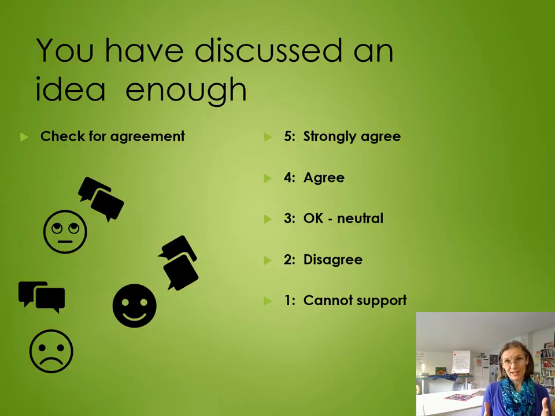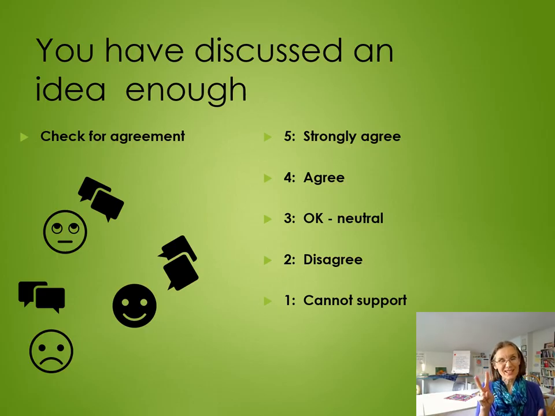So imagine you have discussed the idea enough. You've checked for agreement, and this is how you're going to do it. You're going to post a visual with this 5 rating scale on it. So 5 means I strongly agree that we should go ahead with this exact wording of this policy change. 4 means I agree. 3 means I'm neutral. Yeah, I could take it or leave it.